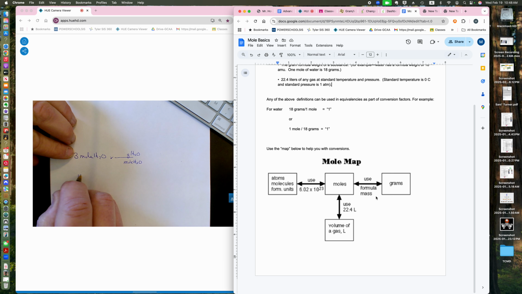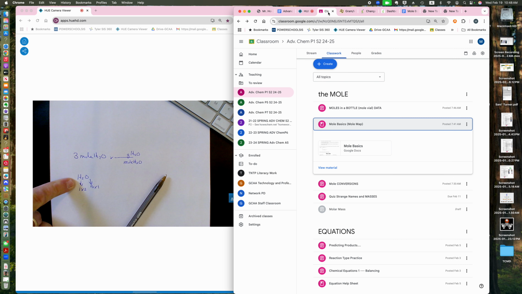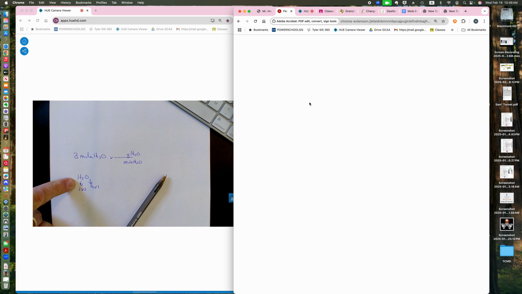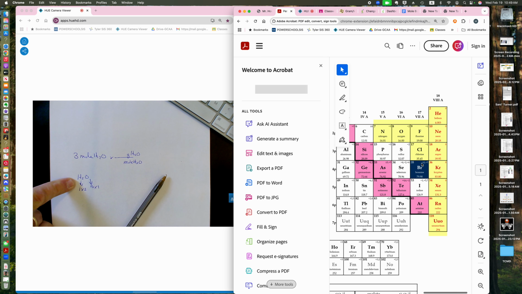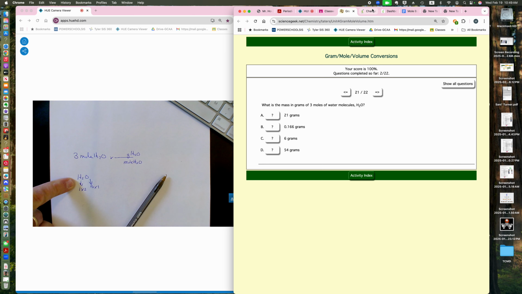You don't need to show this, but to find the formula mass, you're going to have 1 times 2 and 16 times 1. Those numbers come from the periodic table, which I thought I had sitting right here. Maybe not, so let's pull the periodic tables right here. So you see oxygen is 16 and hydrogen is 1. And that can be found, of course, right there on the website.